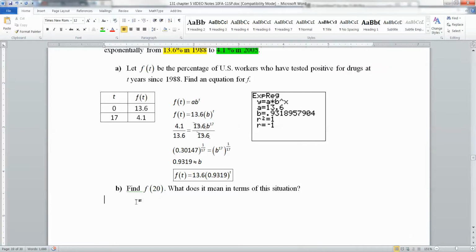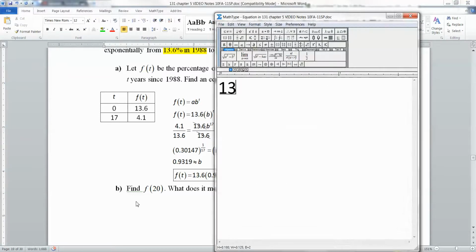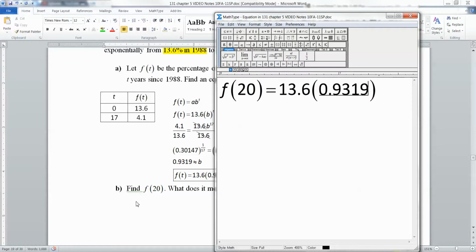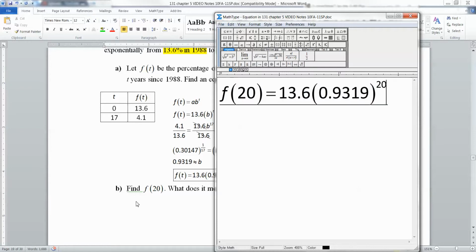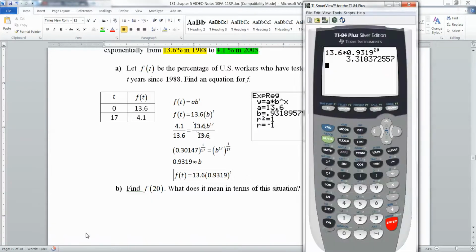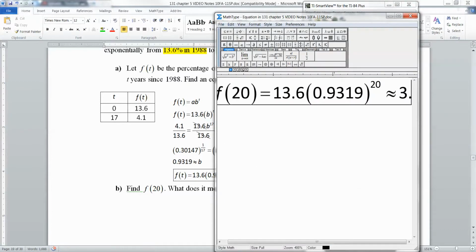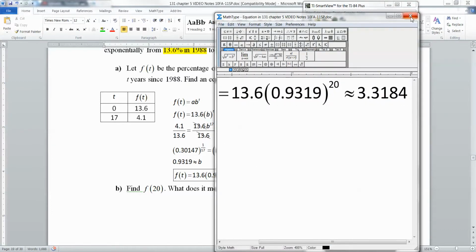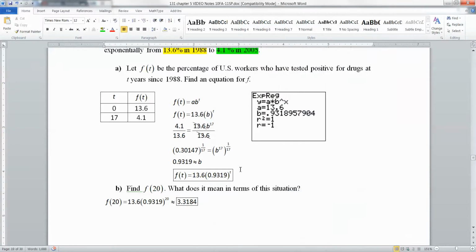That'll work as well. All right, so let me write that up. F of 20, not g of 20, good grief. F of 20 is equal to 13.6 times 0.9319 to the 20, which is about 3.318. Cool. All right, so then, of course, we always have to explain what that means.